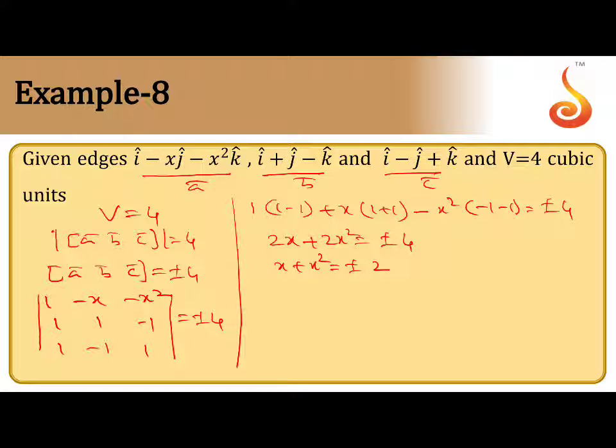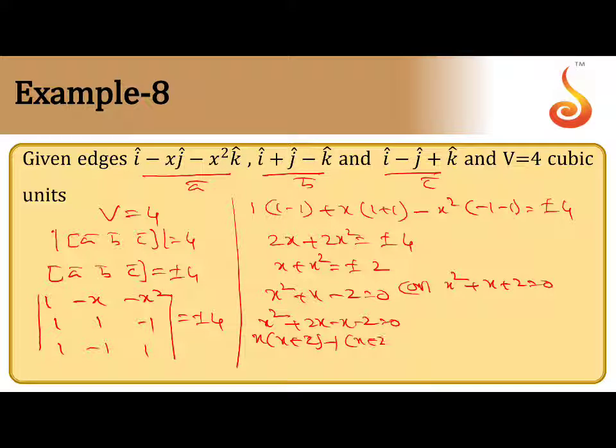So finally you get two equations: x² plus x minus 2 equal to 0, or x² plus x plus 2 equal to 0. Let us factorize the first one: x² plus 2x minus x minus 2 equal to 0. Taking x common from the first two terms and minus 1 common from the last two, x plus 2 times (x minus 1) equal to 0. This will give x equal to 1 or minus 2.